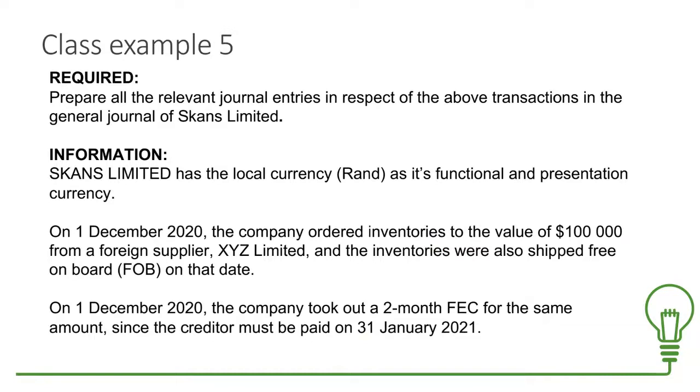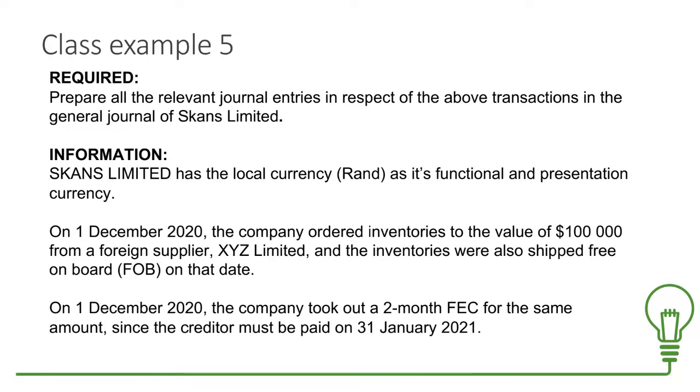Example 4 and 12.14 are very similar, but we're going to talk about it now. So anyway, it says prepare the journal entries in respect of the transactions above, right? And then it tells us that the company is a South African company with the Rand as its presentation and functional currency. And then, so I'm going to start reading from here.